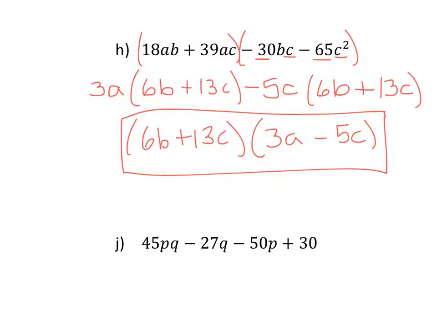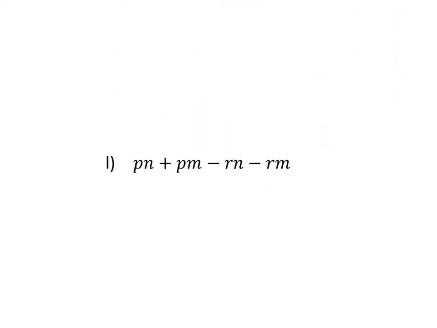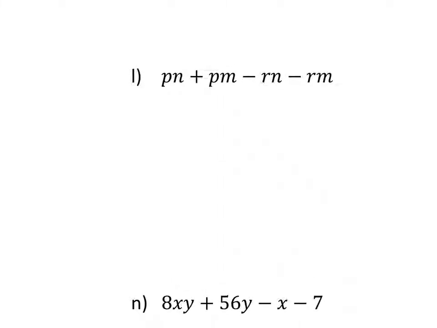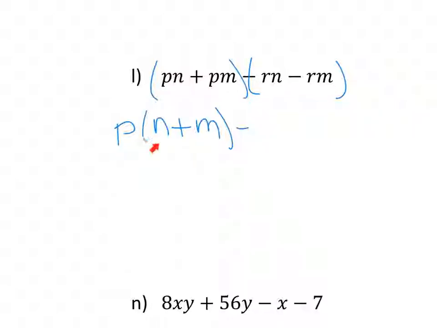Let's take a look at L. Okay, group your first two and last two terms. The first grouping has a p in common, left with n plus m. The second grouping, I know I have to pull out a negative something because, again, my common binomial here is positive, positive. And they both have an r in common.